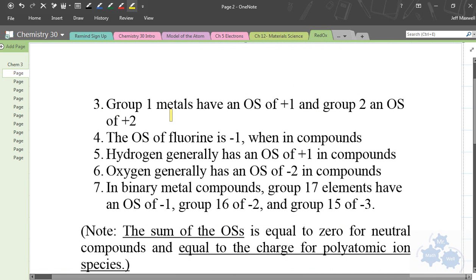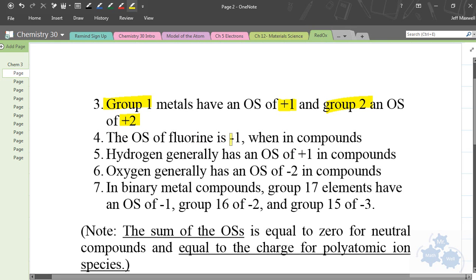Okay, rule number 3, group 1 metals, that's what I just mentioned: lithium, sodium, potassium, rubidium, cesium, francium. They have +1, so that's group 1 or column 1. Group 2 is always +2, so beryllium, magnesium, calcium, strontium, barium, radium, those are always +2.